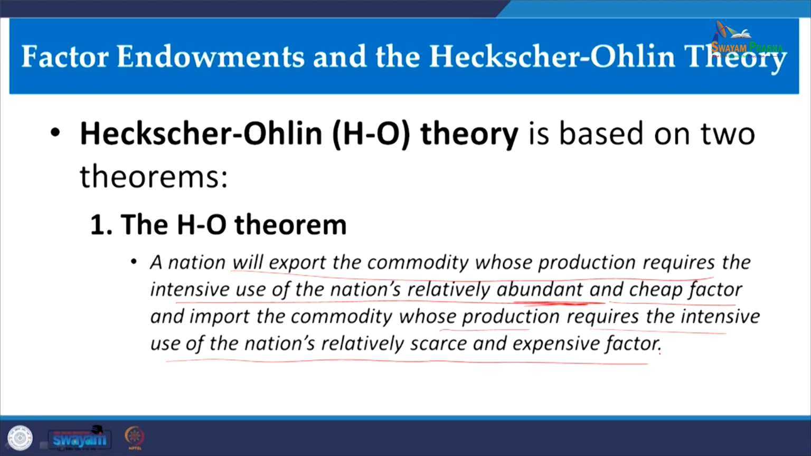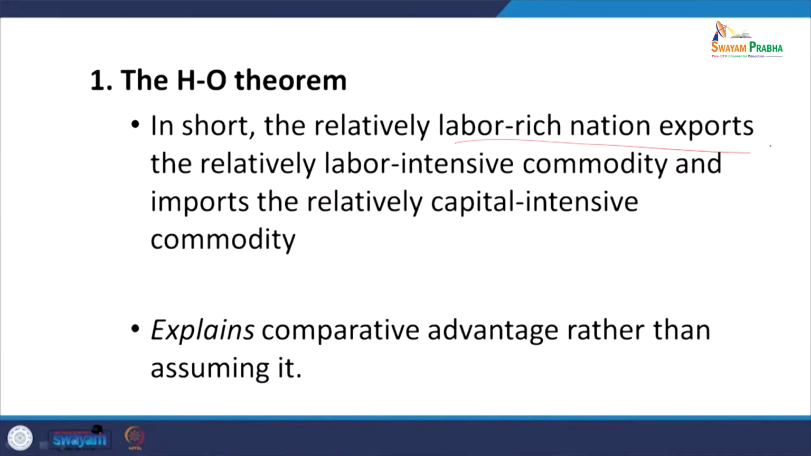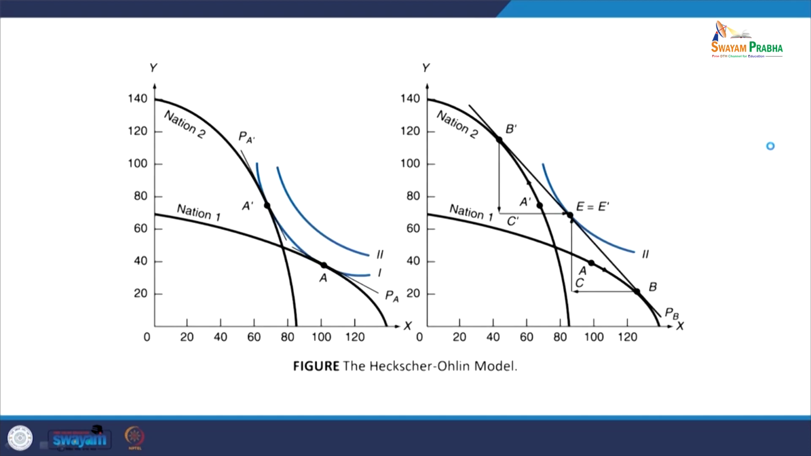That means the country is going to import where it has scarce resources or expensive factors, and export the commodity in which it has relative abundance or cheap factors. That is the whole idea of the Heckscher-Ohlin theory. In short, a labor rich nation will export the relatively labor intensive commodity and vice versa. So it explains comparative advantage rather than assuming it. We have already explained that it is again emphasizing the comparative advantage theory.